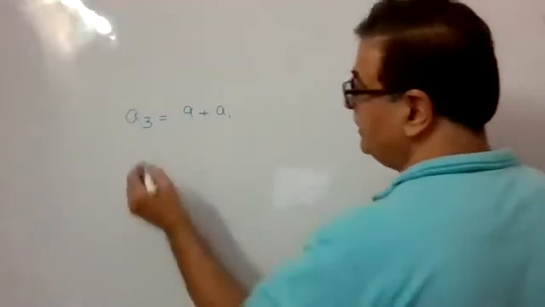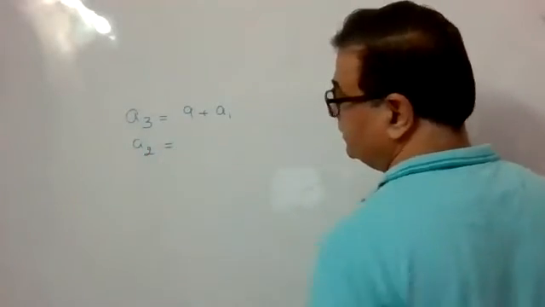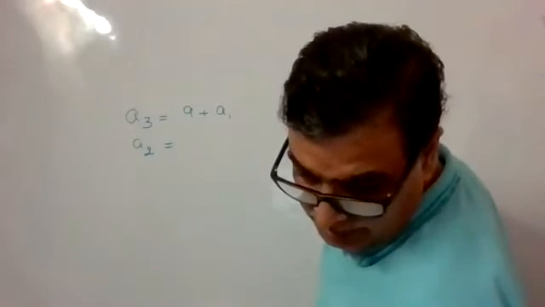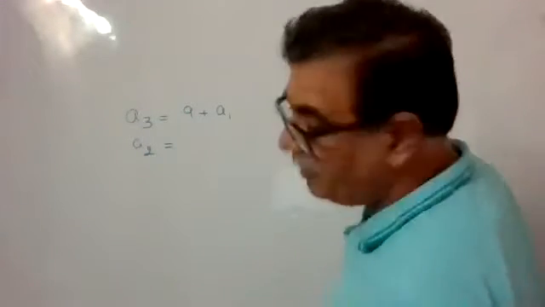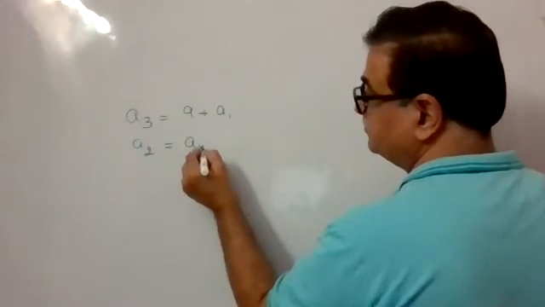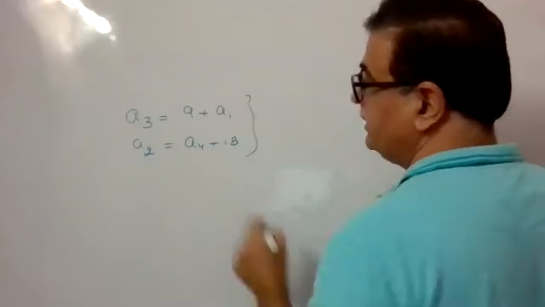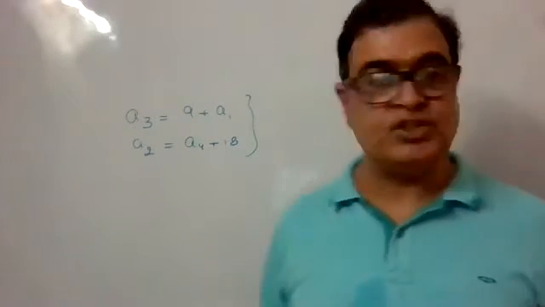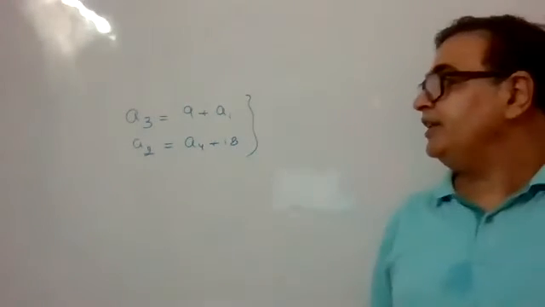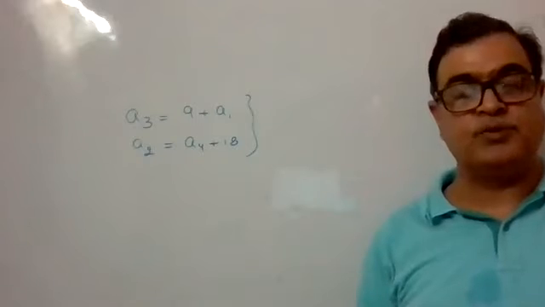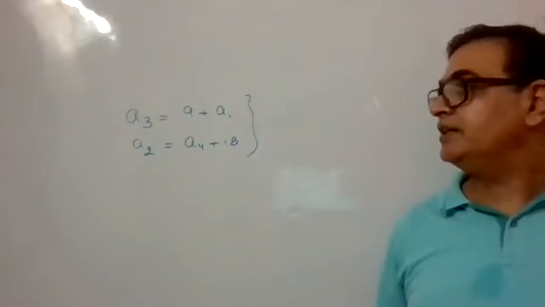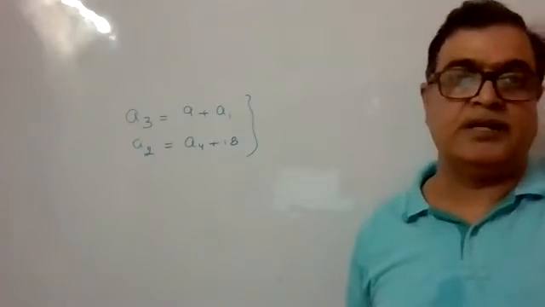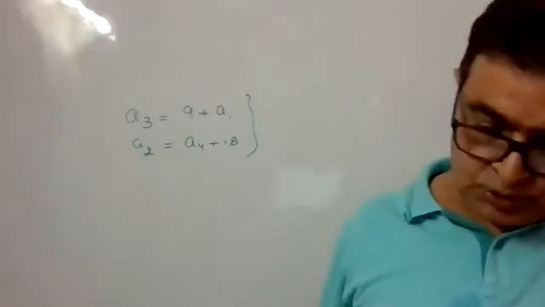And second term is greater than fourth term by 18. Please find out four numbers. Four numbers are in GP and they are such a way that the third term of GP is 9 more than the first term and the second term of GP is 18 more than its fourth term. My question is, what are these four numbers? You should tell.